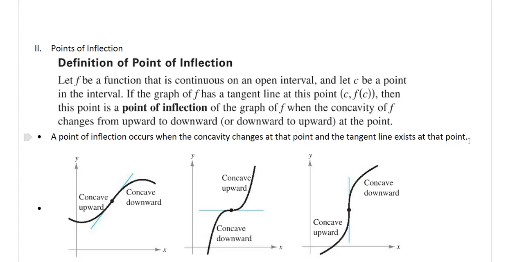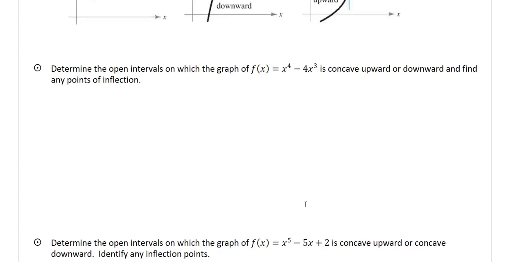So think about this statement: if the graph of f has a tangent line at the point c, f of c. In order for this to be a point of inflection, you must have f defined at the point, so f actually has a point at c, f of c. And you also have to have the derivative either exist and give you a value, or not exist and you have this vertical tangent line type situation. So either one of those would work. But also it has to change from one concavity to another. So let's do some more examples.